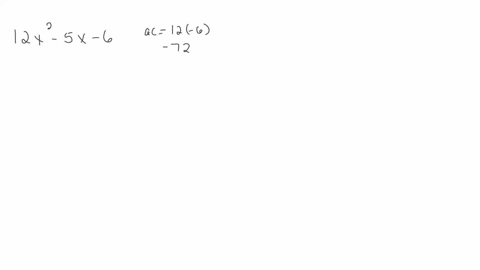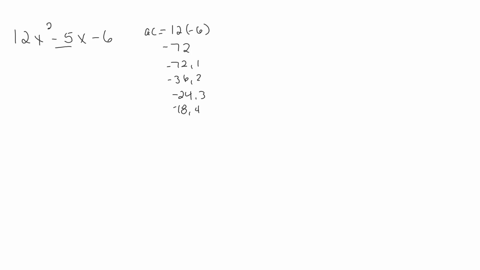That means the factors of negative 72 need to be 1 negative, 1 positive. And this right here, this negative 5, tells me that I want my larger factor to be negative. So I could try negative 72 and 1. I could try negative 36 and 2. I could try negative 24 and 3. Let's see, 72 divided by 4. I could try negative 18 and 4.